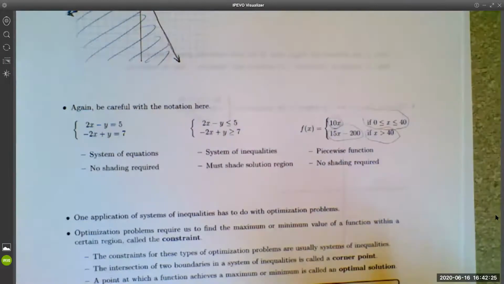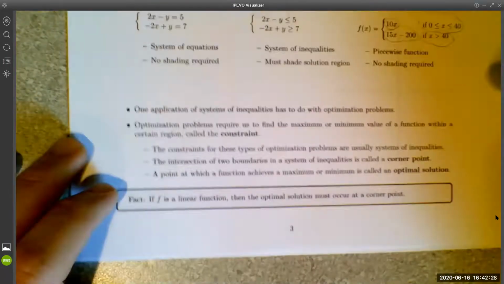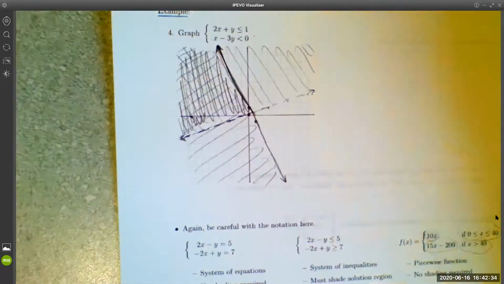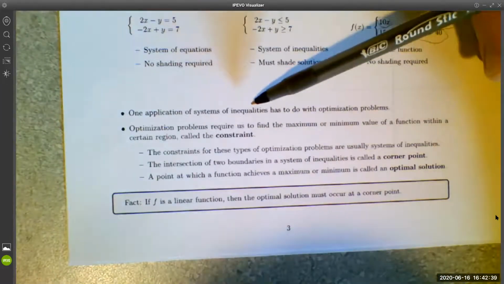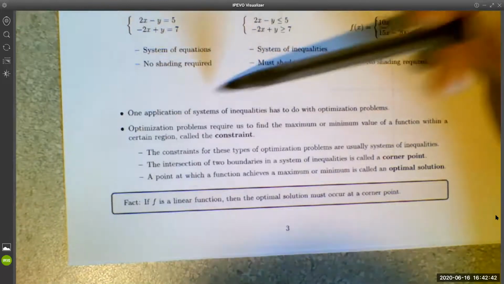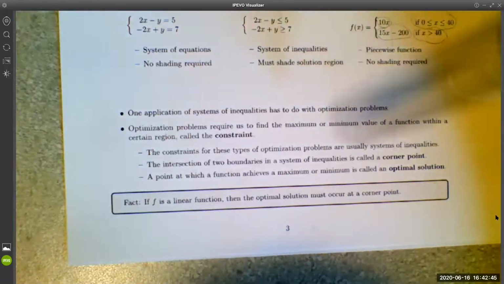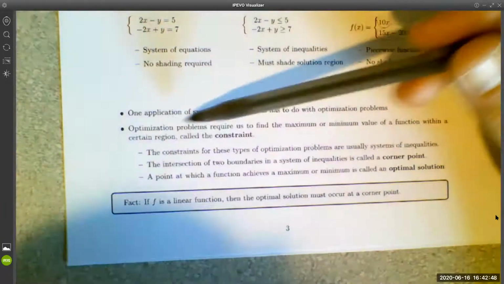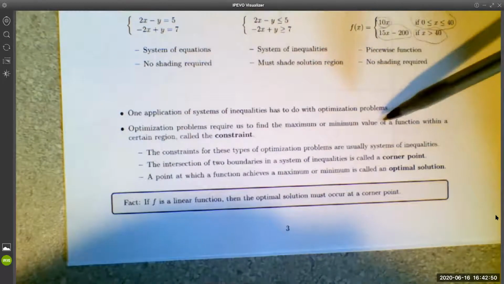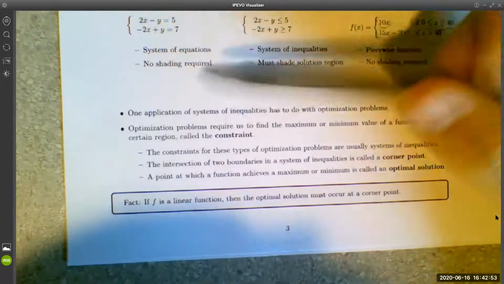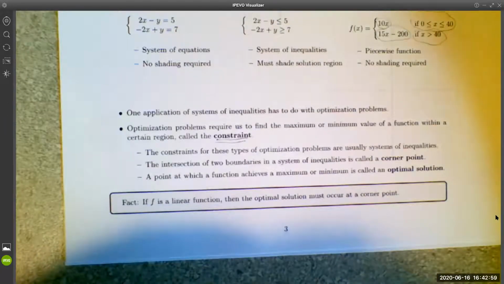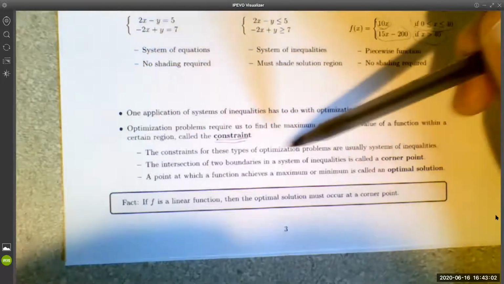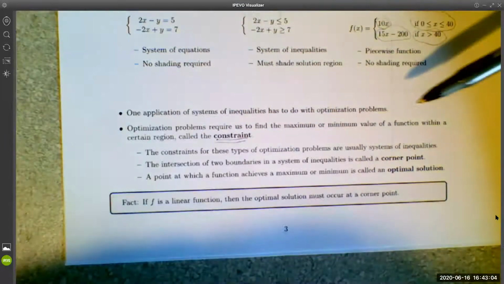Okay, so with that note, now let me just mention a little bit about applications of these things. You might think, well, why do we care about finding solution sets to systems of inequalities? Well, one of the types of application problems that comes up has to do with optimization problems. So optimization problems require us to find the maximum or the minimum value of a function within a certain region, and we call that region the constraint. The constraints for these types of optimization problems are usually systems of inequalities.